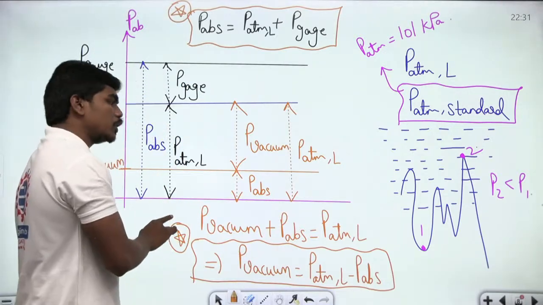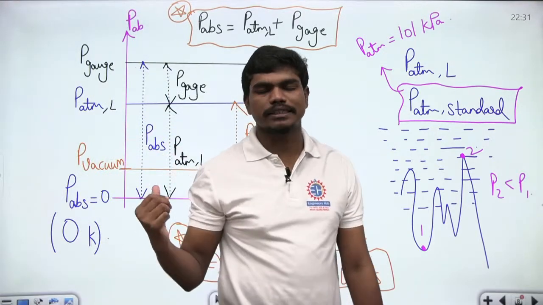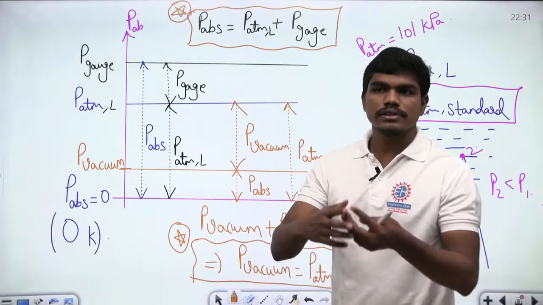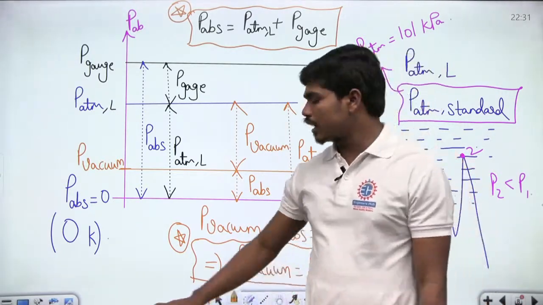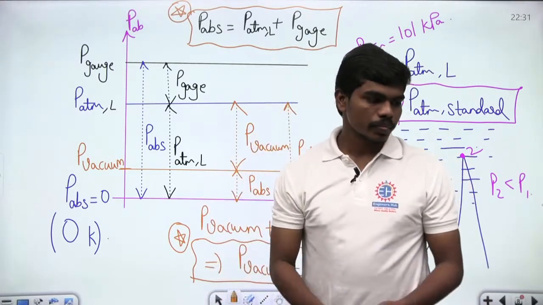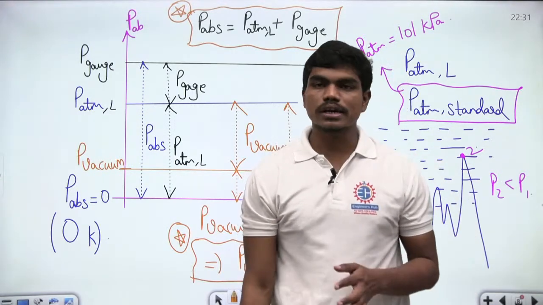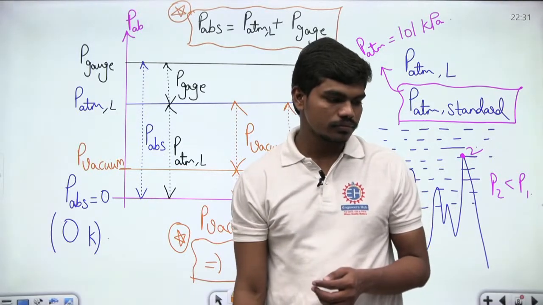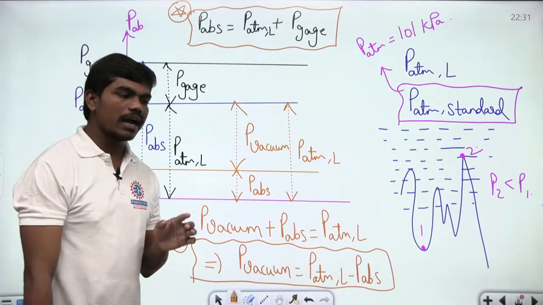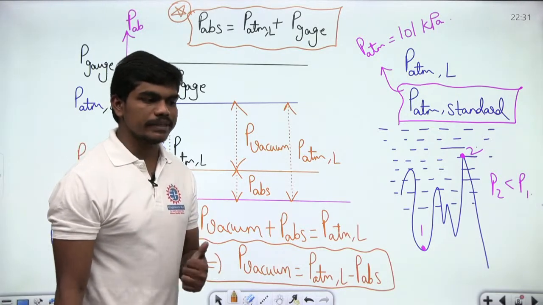But if you talk about absolute values, your absolute pressure can't go beyond 0, because either there will be some molecular motion or there won't be any molecular motion. So in the least case, the absolute value has to be 0, but it can't be negative. Fine. Is that clear to all of you? Are you all clear till this point? Will the absolute pressure be negative in any case?